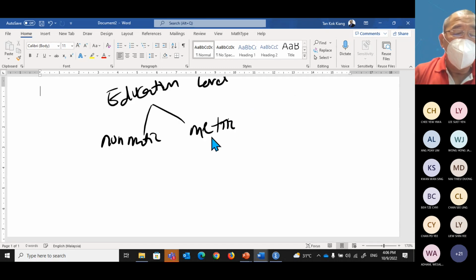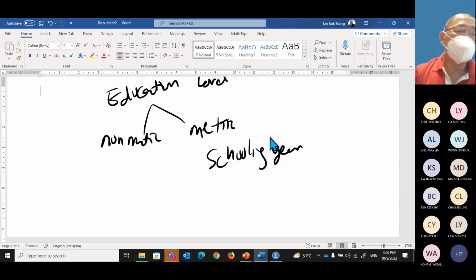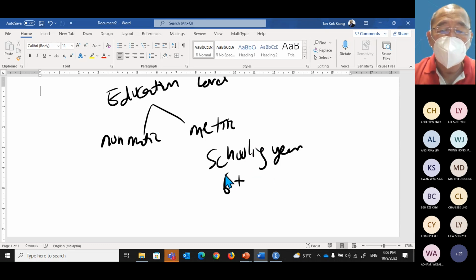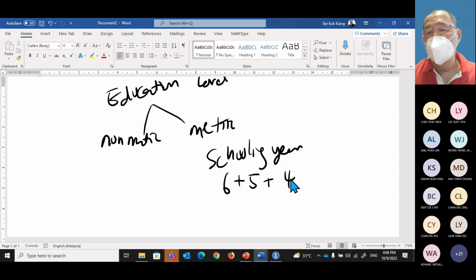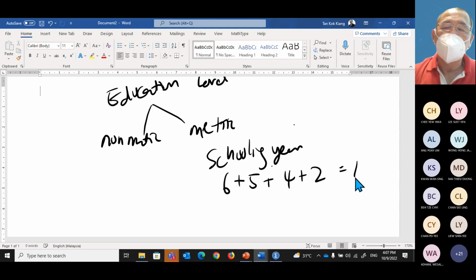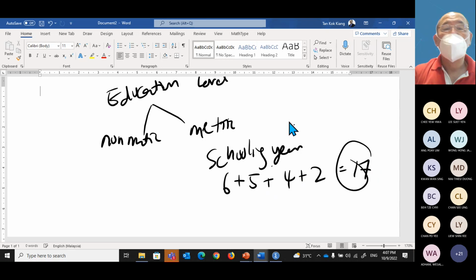If you want metric, you ask schooling years: how many schooling years you have. For Malaysians, normally 6 years primary, 5 years secondary, and then university, maybe 4 years for a degree. Foundation plus 3, therefore 4 years in degree. Engineering and medicine are more, but the more common is 4 years. A master's is 2 years. Therefore 17. It will be a number.